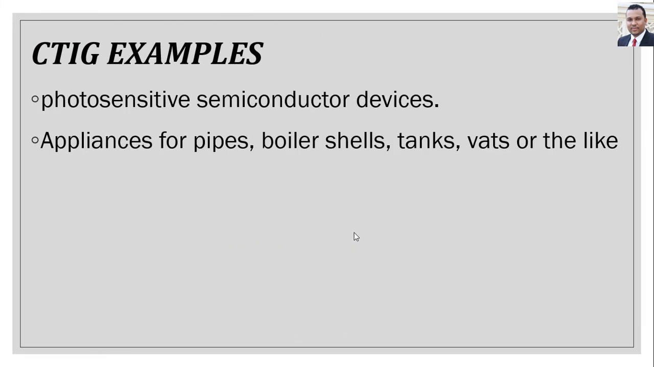The next, examples for clean technology intensive goods. Photosensitive semiconductor devices, appliances for pipes, boilers, shells, tanks, vats, and the like, also filters to limit the pollution. Example for the clean technology intensive goods.